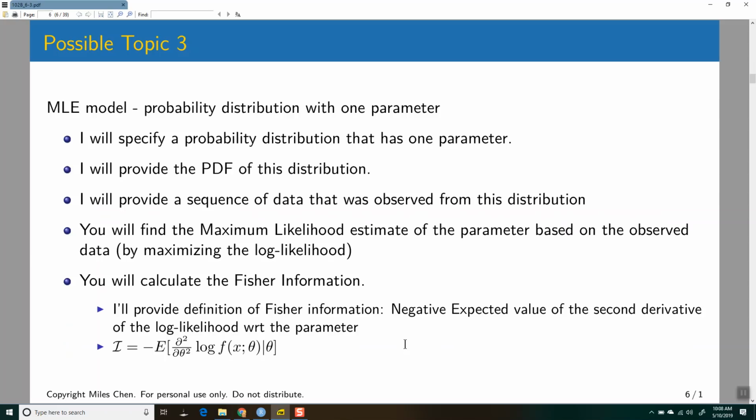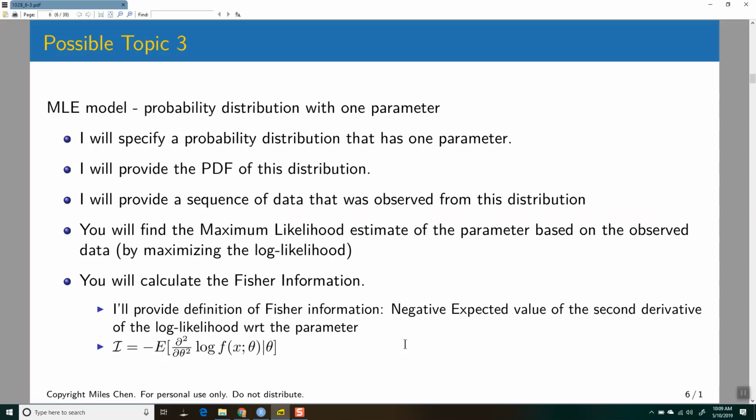And I'll give you the PDF of the distribution, okay? And then I'll provide some kind of sequence of data that was observed from the distribution. And based on that sequence of data, you'll find the maximum likelihood estimate of the parameters based on the observed data, okay? So you'll figure out your likelihood, which is the product of each of those individual probabilities. And then you'll probably take the log likelihood and maximize that using derivatives and setting that to 0.